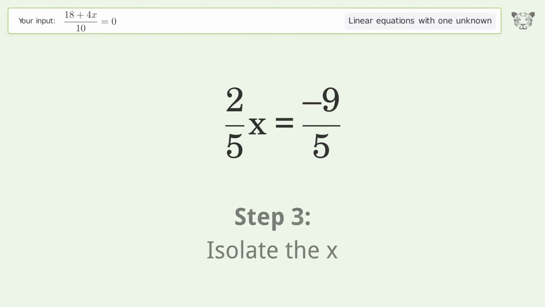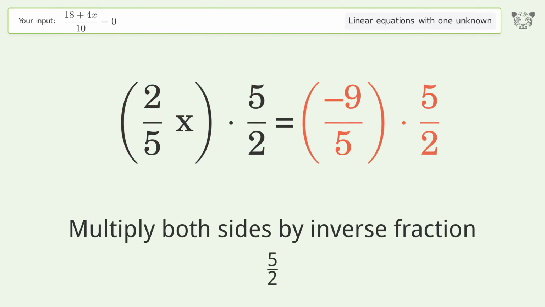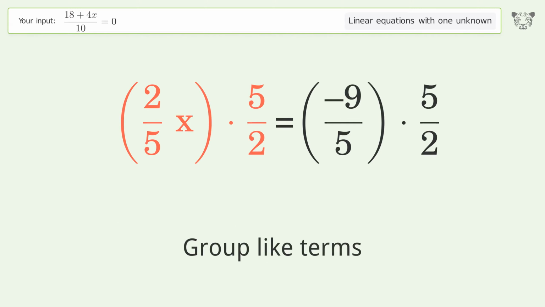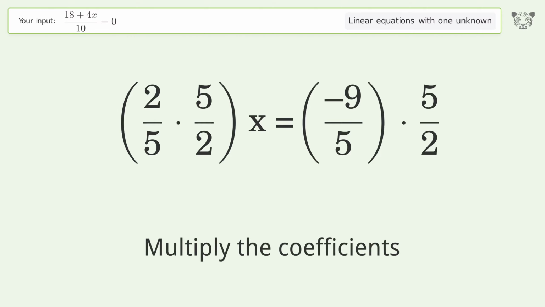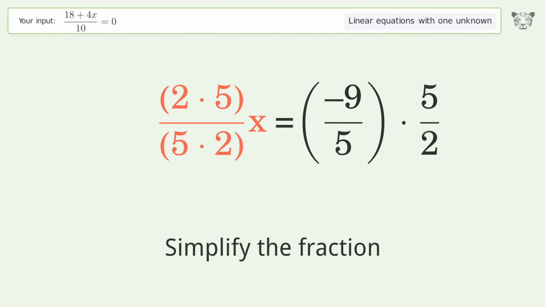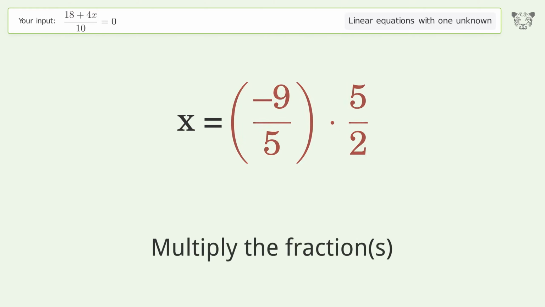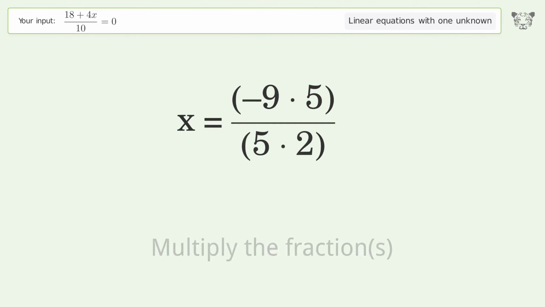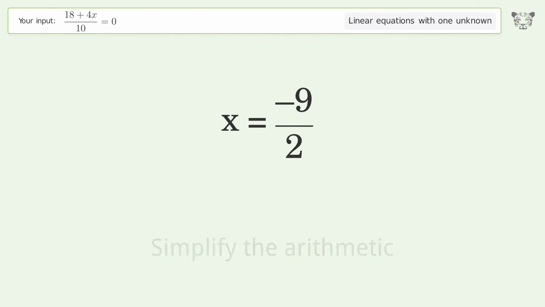Isolate the x. Multiply both sides by inverse fraction 5/2. Group like terms. Multiply the coefficients. Simplify the fraction. Multiply the fractions. Simplify the arithmetic. And so the final result is x equals -9/2.